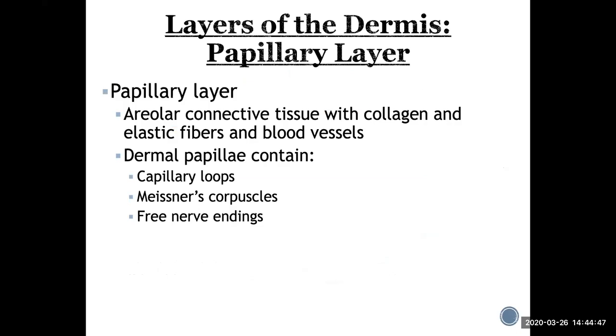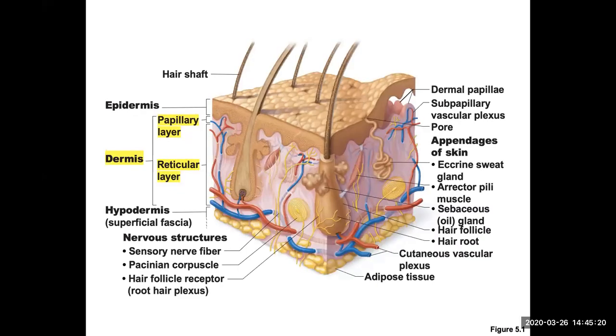Okay, so let's talk about the papillary layer a little bit more. This is areolar connective tissue. So there are collagen fibers associated with that, as well as elastic fibers and lots of blood vessels. So the dermal papillae, which are those bumps that make up the papillary layer, contain capillary loops, Meissner's corpuscles, which are a type of sensing nerve ending, and free nerve endings, which are another kind of sensory nerve that we're going to go through.